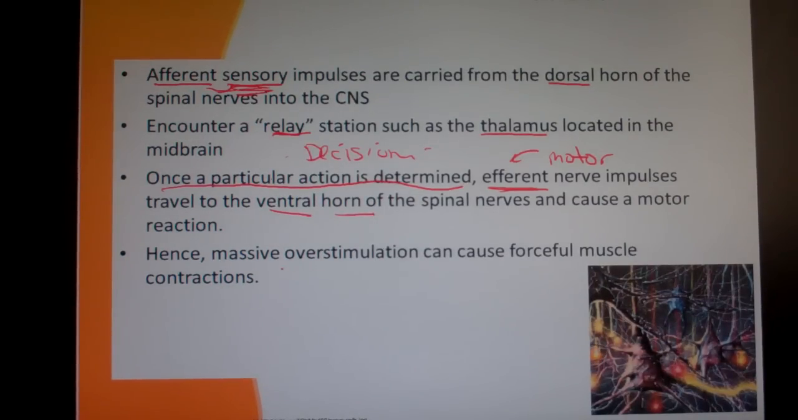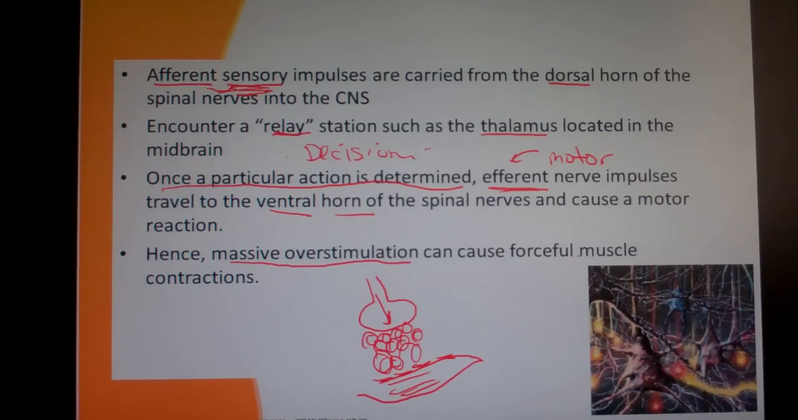So if you have massive overstimulation, as in that synaptic neuron is getting way overly stimulated, now you've got tons of, for example, epinephrine trying to get into the receptors and everything. Well, that's basically a forceful muscle contraction, right? So now we're talking about overstimulating that muscle over and over and over again, and the next thing you know, you're kind of spazzing up, right?